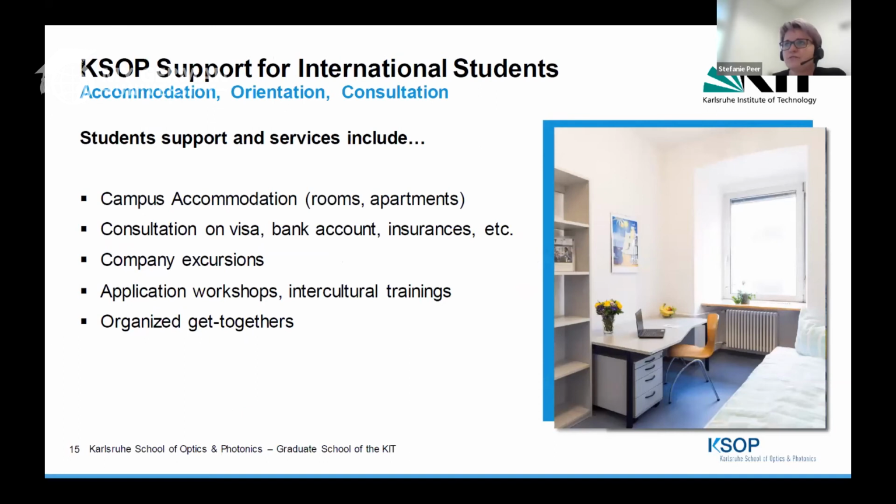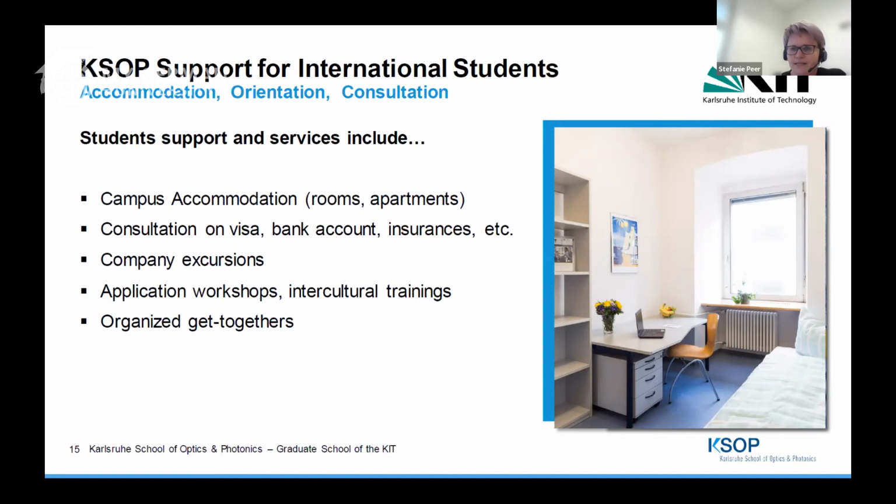As the Karlsruhe Student Office, we offer support for you, and this includes, for example, a campus where you can rent a room. If you have any issues with your visa, bank account, insurances, or the famous question, why do I need to pay for TV in Germany? And yes, you do need to pay for it. We organize company excursions. We help you with your applications in Germany.